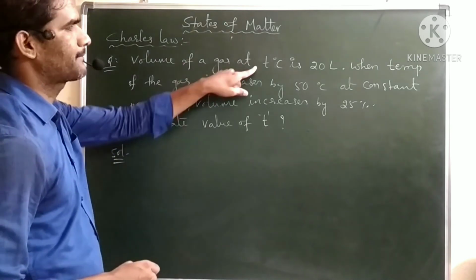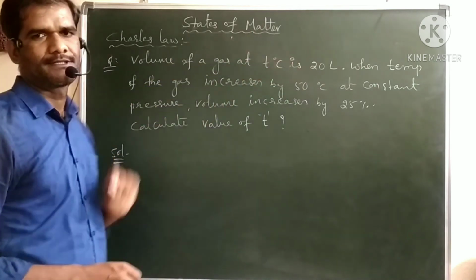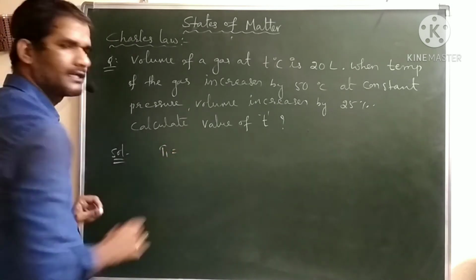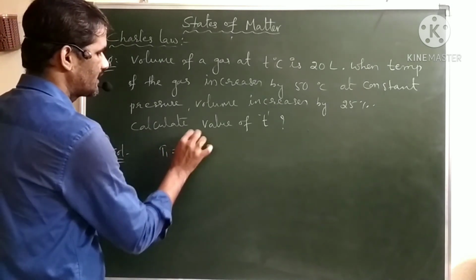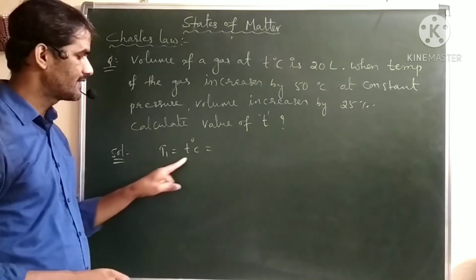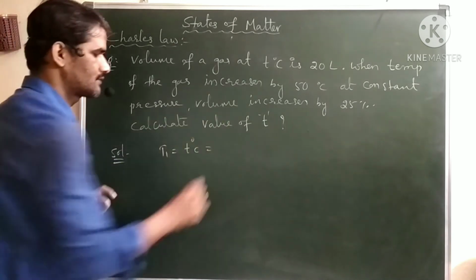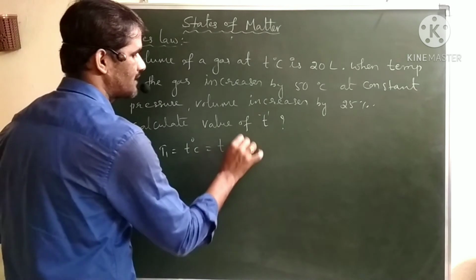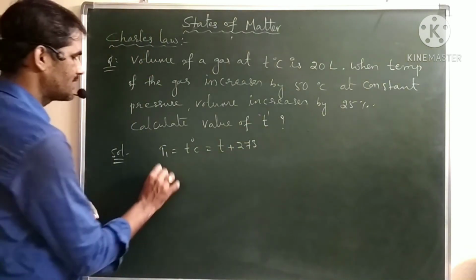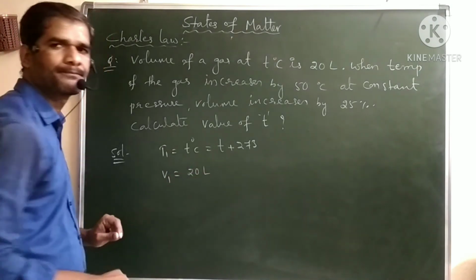So what is the initial temperature? Let us assume T degree centigrade. And what is the initial volume? 20 liters. So here initial temperature T1 is equals to, they give T degree centigrade. So always we have to take in the calculations in the Kelvin scale. Here it is given in degrees Celsius. We have to convert this into the Kelvins. So in Kelvins we will get T plus 273 Kelvins. And what is the initial volume? V1 is equals to 20 liters.